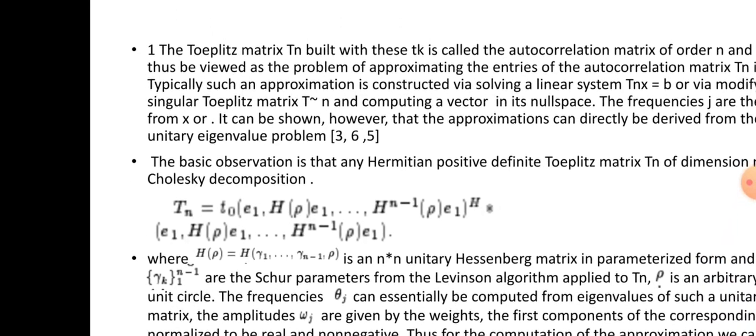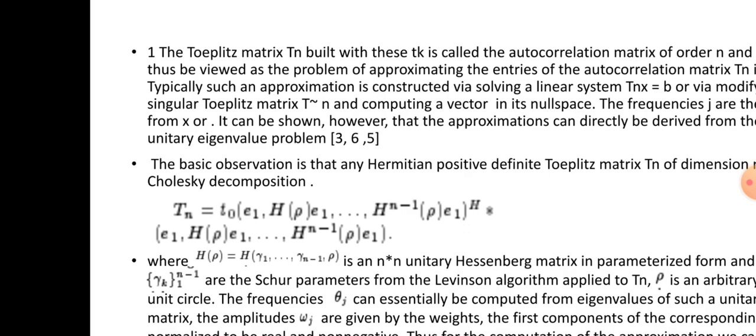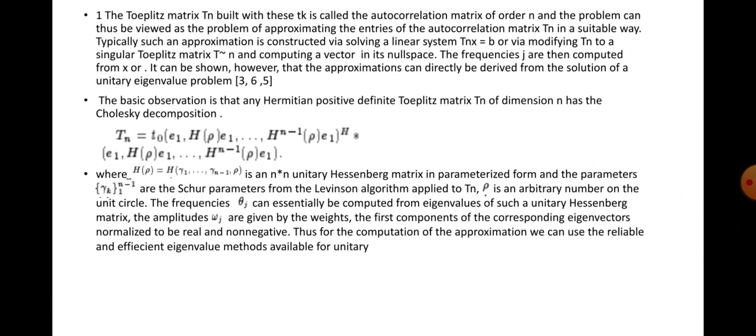T_n equal to I_0 of e1 comma h of rho e1 and so on until h power n minus 1 of rho e1. Here h of rho equal to h of gamma 1 to gamma n minus 1 comma rho is an n cross n unitary Heisenberg matrix, parametrized in this form. The parameters gamma k are the pseudo parameters from Levinson's theorem applied to T_n, rho is an arbitrary number, and r_n minus 1 is a singular parameter on the unit circle.